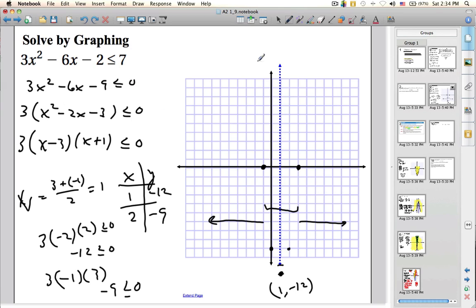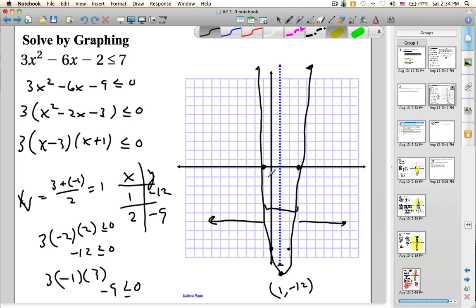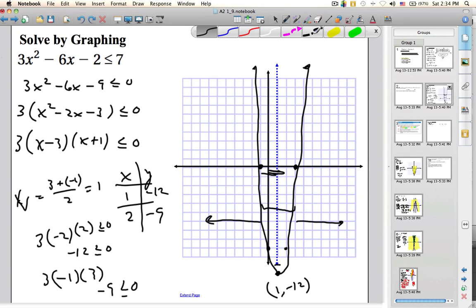And then also I can put in the matching point over there. It's or equal to, right, solid line, which also means that those 2 points that are my intercepts are included in the solution. So when you look at this, where are the values less than 0? It's in this area here, right? And what are the x values? They're between this point and that point.